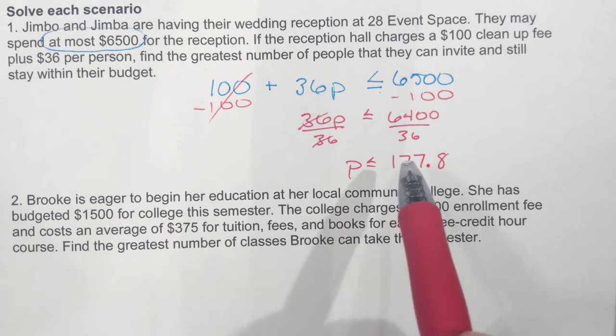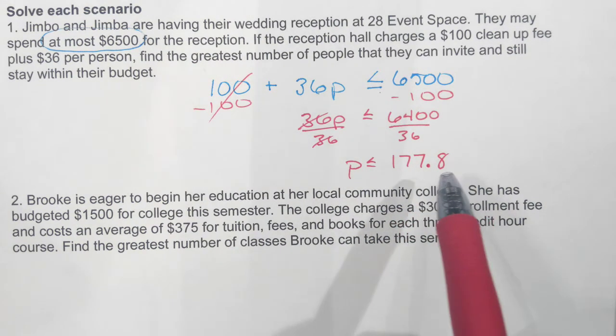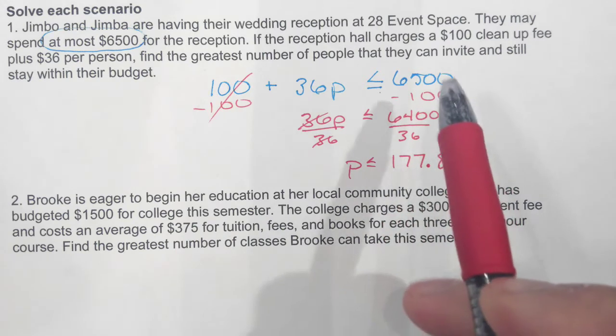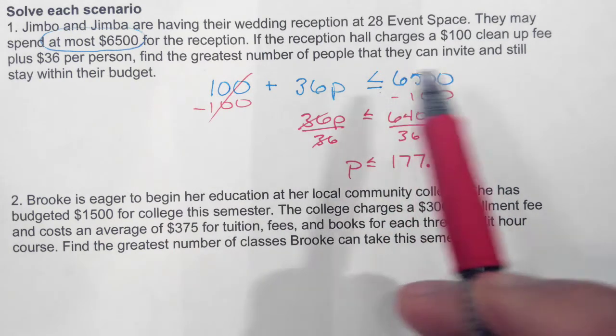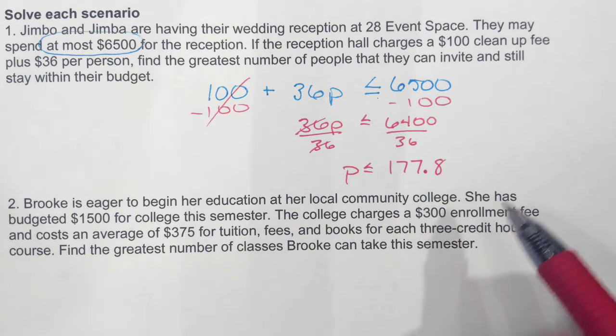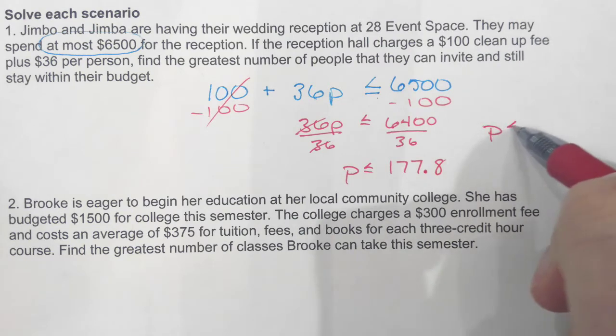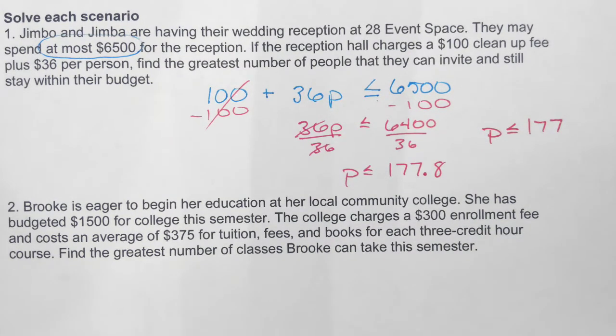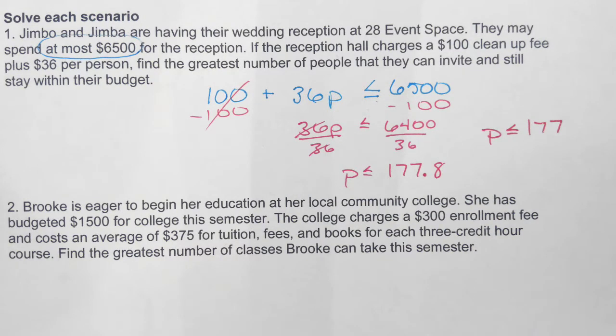These are people, right? So we can't have 0.8 people. If we had 178 people, that would make us spend more than what we're willing to spend. So we have to round down in this situation. We can invite 177 or fewer people. Can't do 178 because that would be more than $6,500.